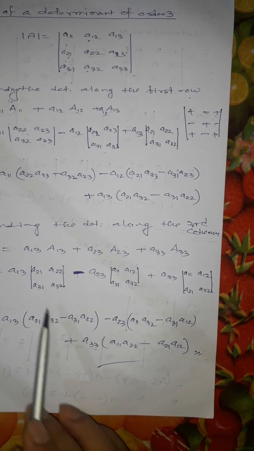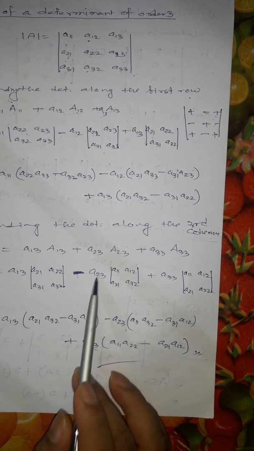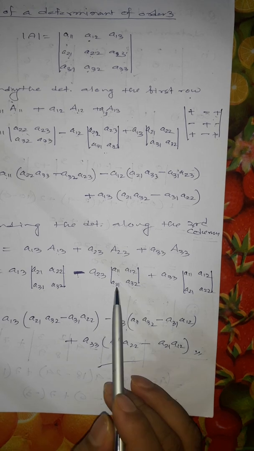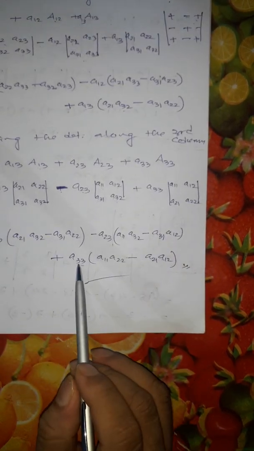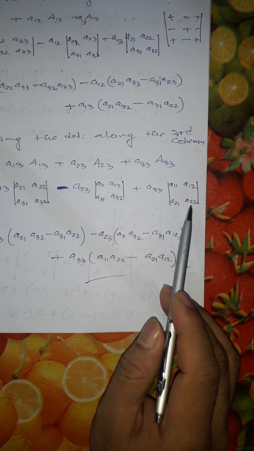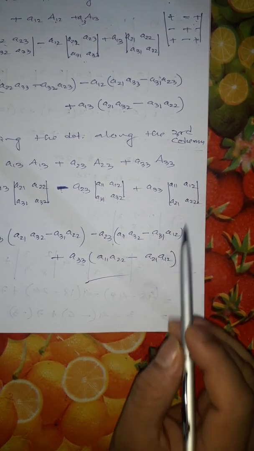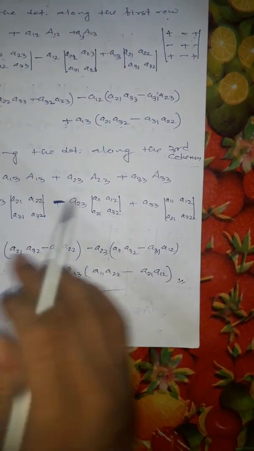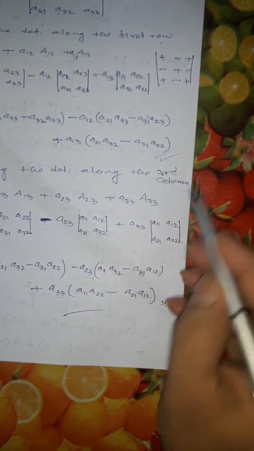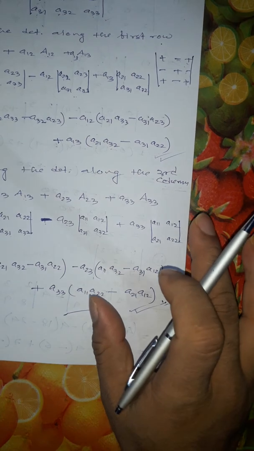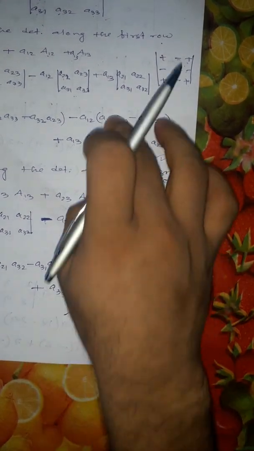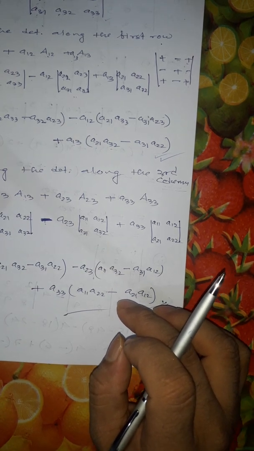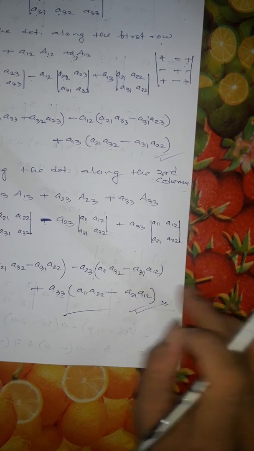A21 into A32 minus A31 into A22, minus A23 whole into A11 into A32 minus A31 into A12, plus A33 whole into A11 into A22 minus A21 into A12. So this expression will give the value of the determinant. Now if you open the brackets, these two expressions will be the same. If you open the brackets and simplify it, these two expressions will be the same expression, that is, the value will be the same. The value will not change, the value will remain the same.